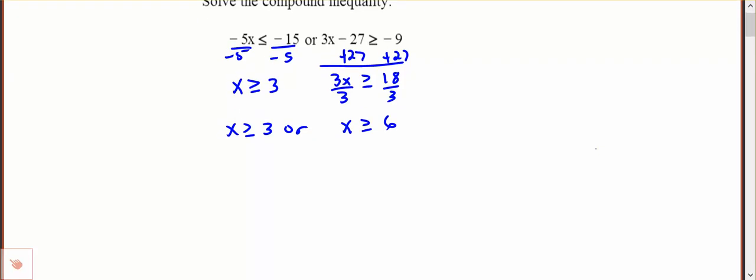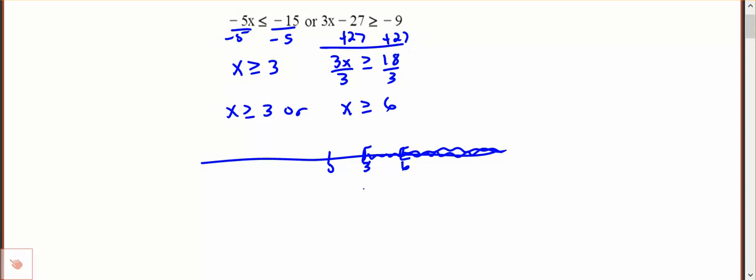So if we look at that on a number line, then x is greater than or equal to 3 would be a bracket on 3 shading to the right. X is greater than or equal to 6 will be a bracket on 6 and shading to the right. Now, since the inequality of x is greater than or equal to 3 includes x is greater than or equal to 6, then that would be our solution. So bracket 3 to infinity, because it includes x is greater than or equal to 6.